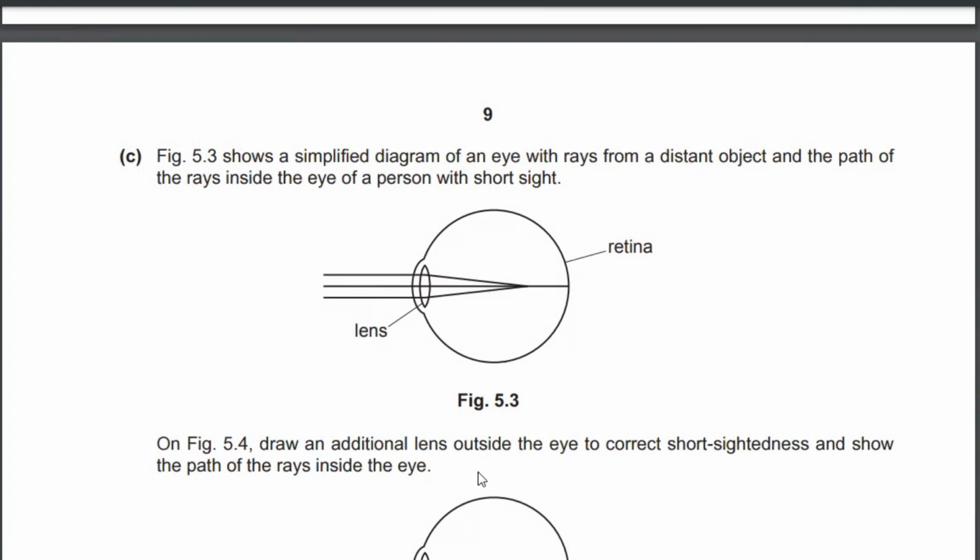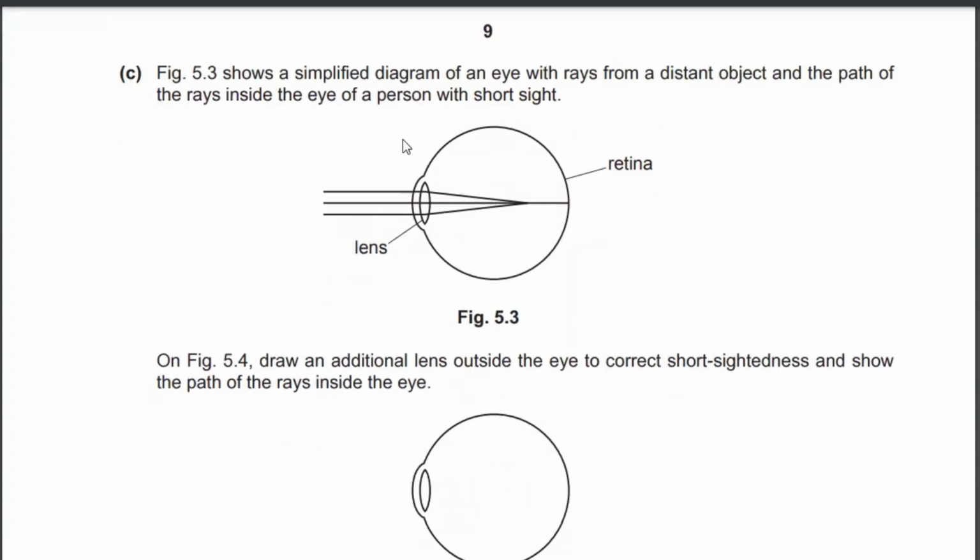distant object and the path of the rays inside the eye of a person with short sight. So this eyeball has a condition which is called short sightedness, in which the rays meet at the focal point which is before the retina. The retina is the part where the image is formed, which takes the signal back to our brain. So the image is formed before the retina, so we might be able to see only a blurred image.